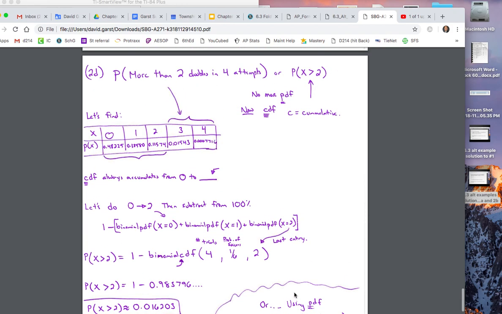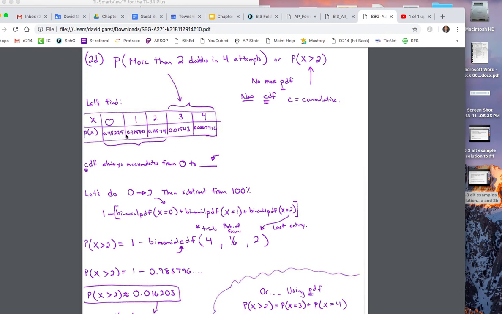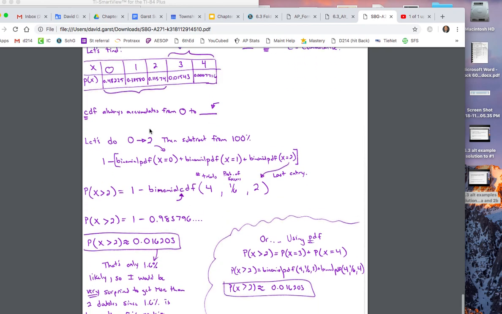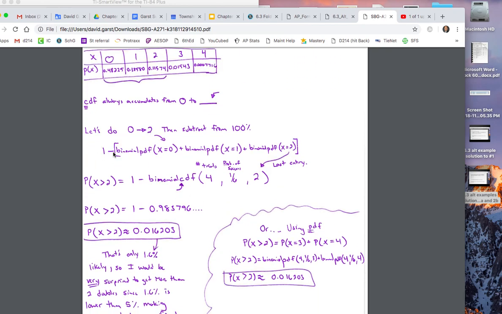But I want to show you in this video how to use CDF, especially for some problems in your homework and some bigger problems that go more than 4 trials. So for CDF, we always build from 0 up. If we're curious about these, what I'm going to do is 100% minus this percent right here, 0 to 2. So the way I'm going to do that is 100% minus binomial PDF of 0, binomial PDF of 1, binomial PDF of 2. Gosh, that's a lot of PDF. So instead, we can combine 0 up to 2 with binomial CDF, doing 4 trials, 1/6, and putting in 2.